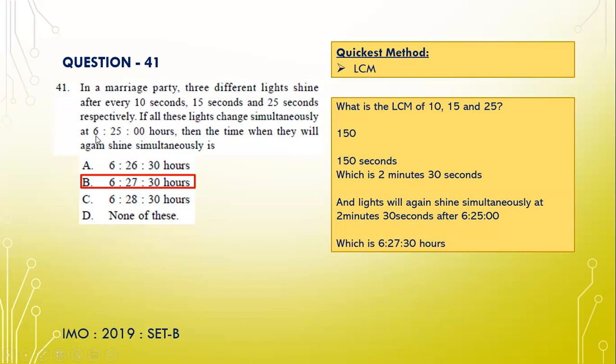So 2 minutes 30 seconds after 6:25:00 will be 6 hours 27 minutes and 30 seconds. Is it 6 hours 27 minutes? Because 2 minutes plus 25 minutes is 27 minutes and 30 seconds. So 6 hours 27 minutes and 30 seconds. Okay.